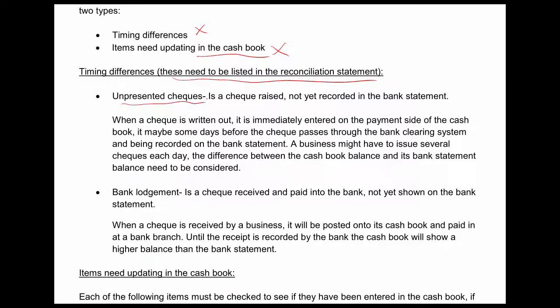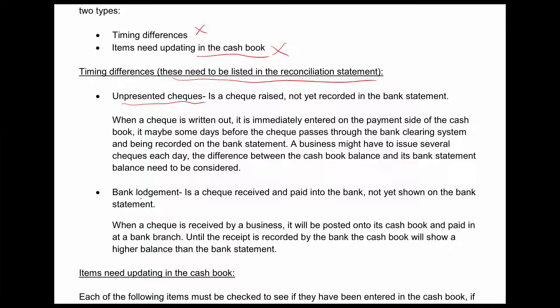And this is where you've written a check, but it hasn't yet come through onto the bank statement. You put it in the post, sent it off to your supplier, and they've yet to put it into the bank. So that's a timing difference. You've written it out, it goes into the cash book because you've written the check, but the bank hasn't yet had the check in through the business because of timing differences. All right, so unpresented checks.